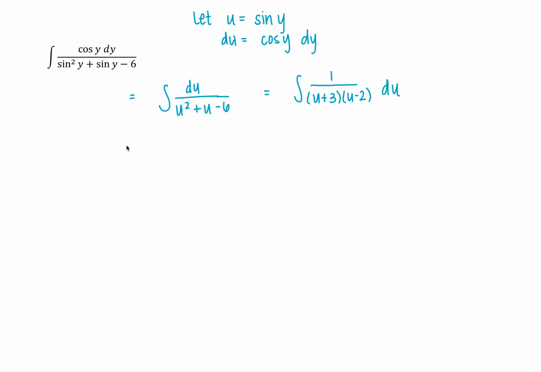So for this one, I have 1 over u plus 3 times u minus 2. Since these are both linear factors, I'll do A over the u plus 3 and then B over the u minus 2. Once again, multiply everything through by the common denominator. So that gives me 1 equals A times u minus 2 plus B times u plus 3.